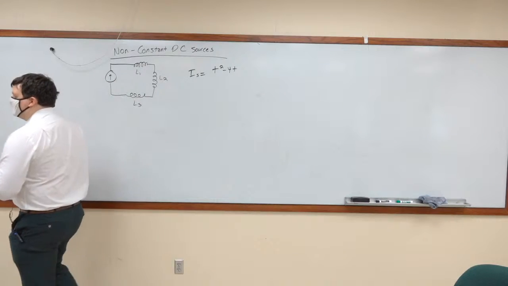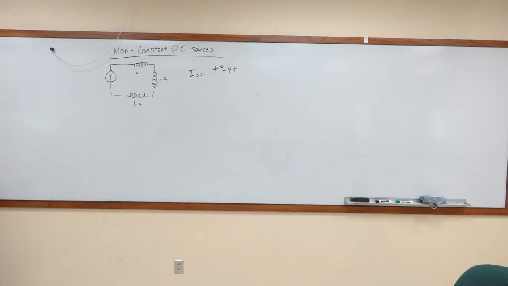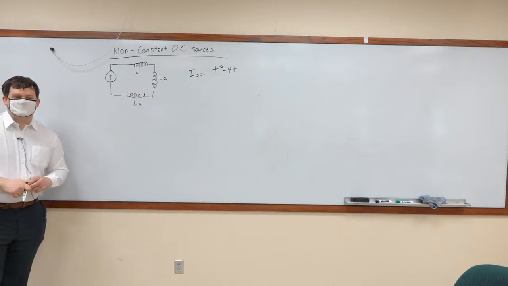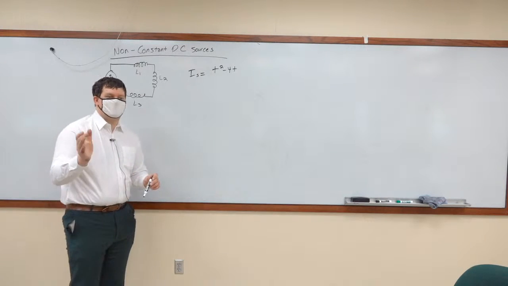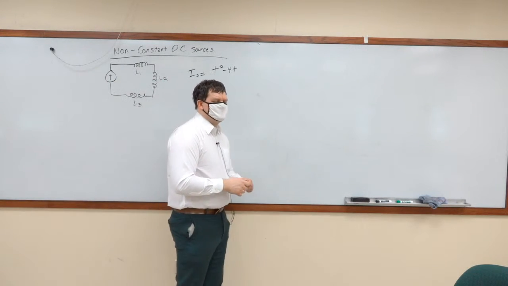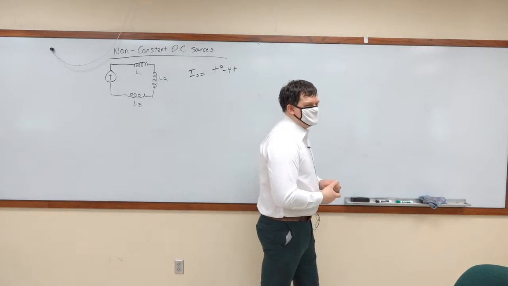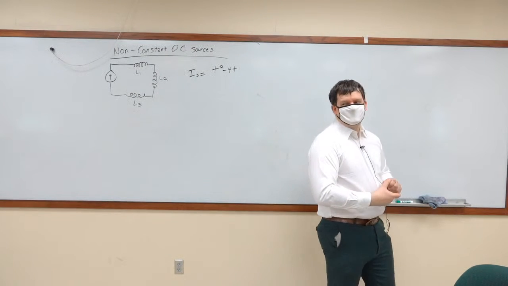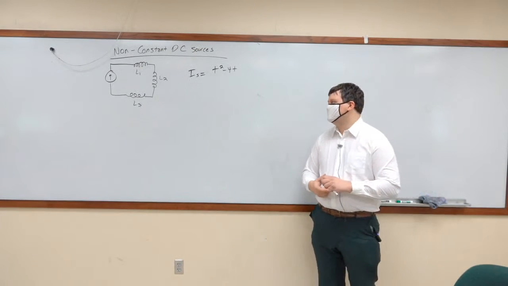All right, we now have a non-constant DC source. What does that mean? Well, DC means that it doesn't oscillate. AC sources oscillate usually at a frequency of 60 hertz. DC sources are constant. They do not oscillate. They do not have harmonic functions.